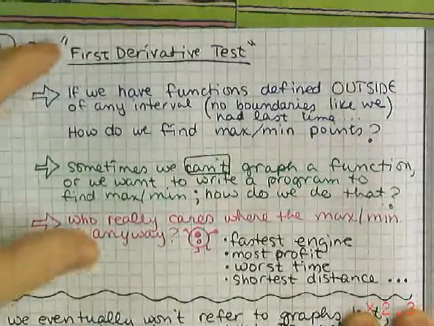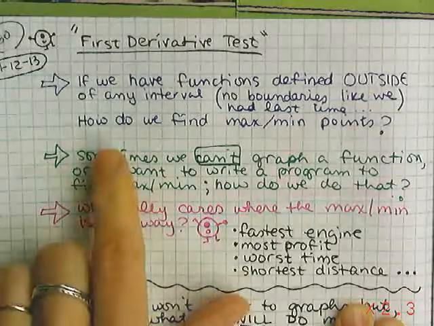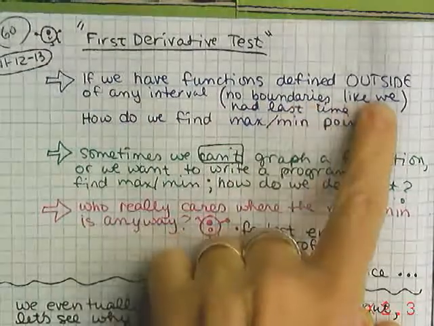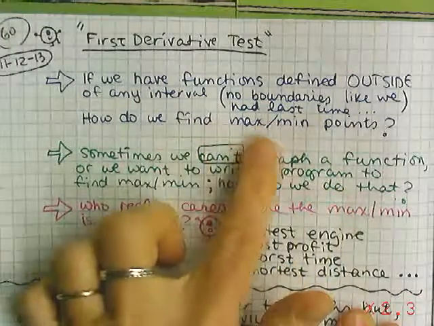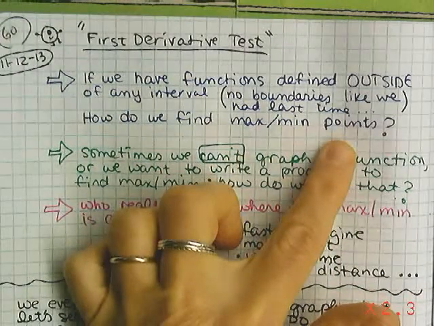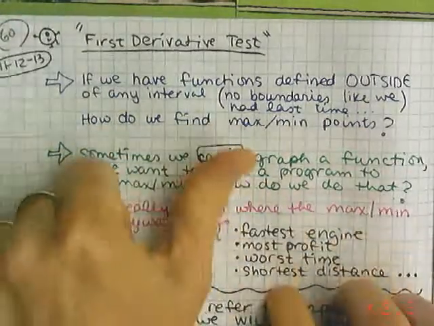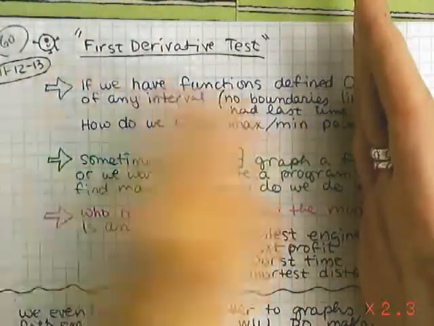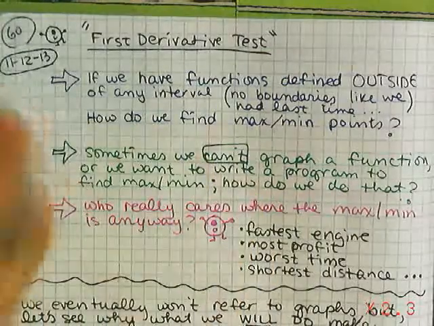So you might want to stop and take these notes for a bit, but I'll just talk about them. For example, if we have functions defined outside of any interval, so there's no boundaries like we had last time, how do we find the maximum and minimum points? So remember what we had before. We had some critical values, we had the endpoints, we just checked the value of all of them, and we found the largest and the smallest. But what if there are several largest and smallest? How do we do that?